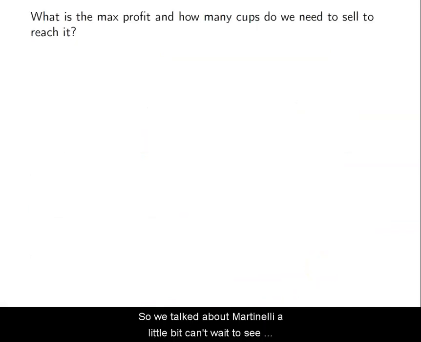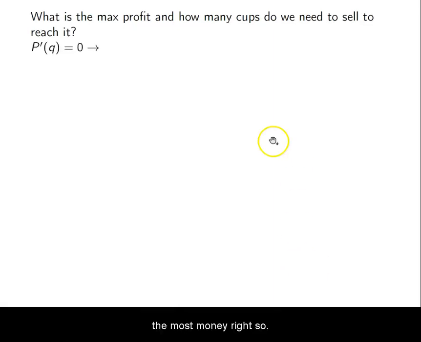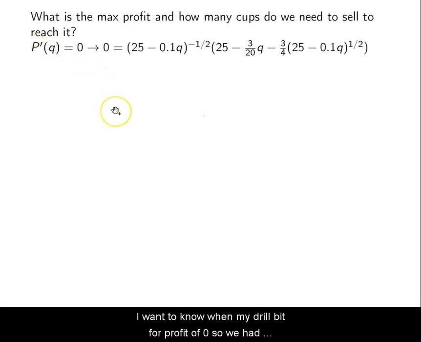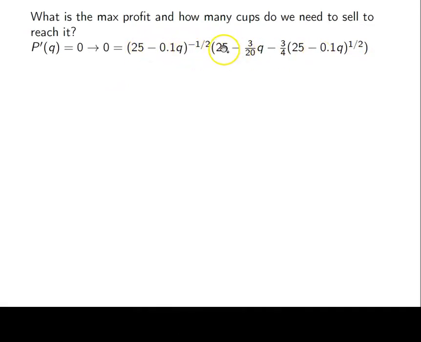So we talked about marginality a little bit, which is what we talked about in the beginning, but we haven't talked about max profit yet. So let's talk about the maximum profit I can receive and how many cups I need to sell in order to make the most money, right? So I want to know when my derivative for profit is 0. Okay, so we had this function here, which is one of the reasons why it was nice to zero it out.